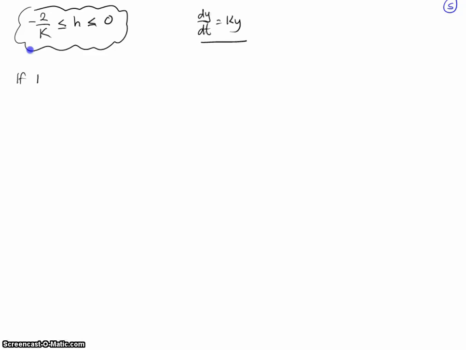So for example, if k is positive, it means that this condition will just be true. You have minus 2 over k, and your h must be larger than that and less than 0. So for h to be less than 0, it means that your h has to be negative. But having a negative step size does not make sense in your Euler method. So this means that because h is negative, your Euler method will fail.